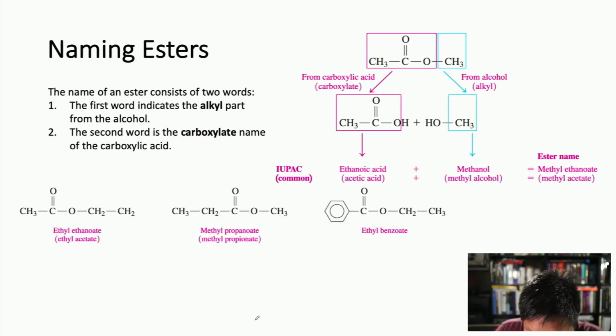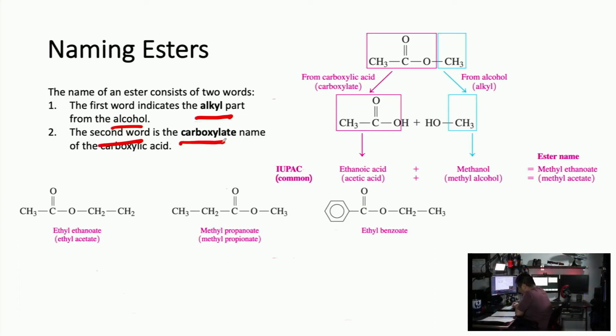Pretty simple to name an ester. The first word of the ester's name is the alkyl part from the alcohol. And the second word in an ester's name is the carboxylate's name from the carboxylic acid, right? So let's take a look at this one. We have the carboxylate here, right?